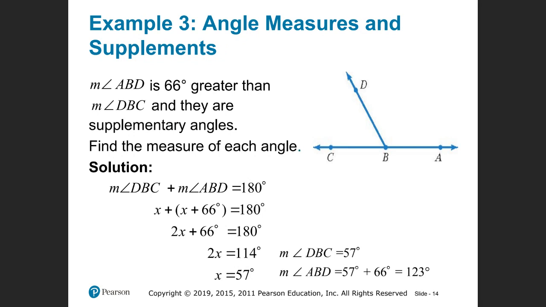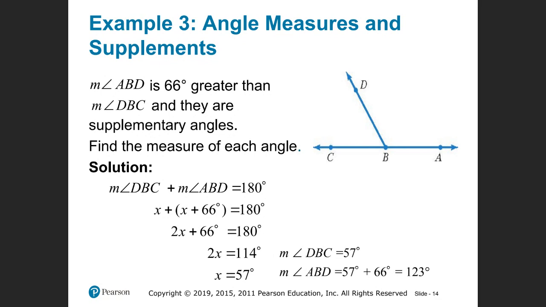The next example involves supplements. The measure of angle ABD is 66 degrees greater than the measure of angle DBC, and they are supplementary angles. That means that their sum is basically a straight line. We want to find the measure of each angle.